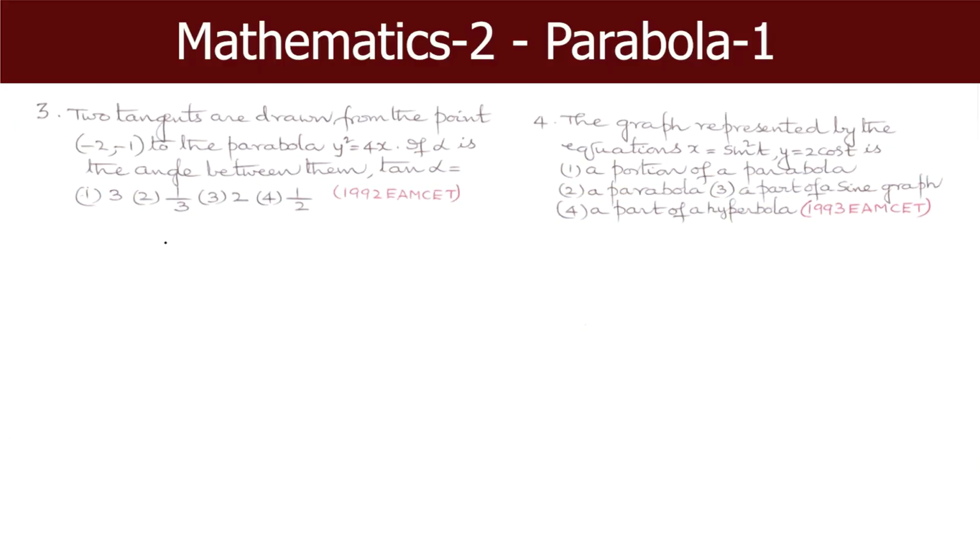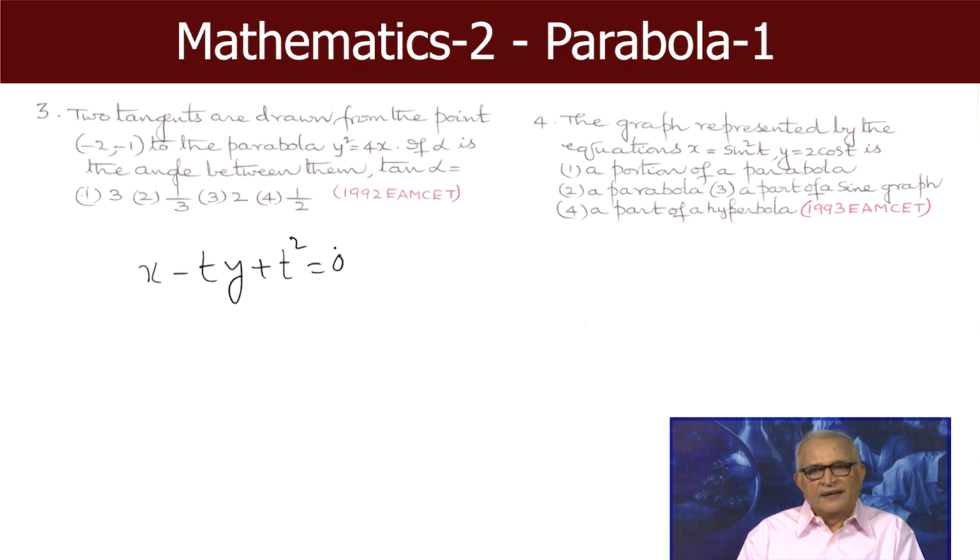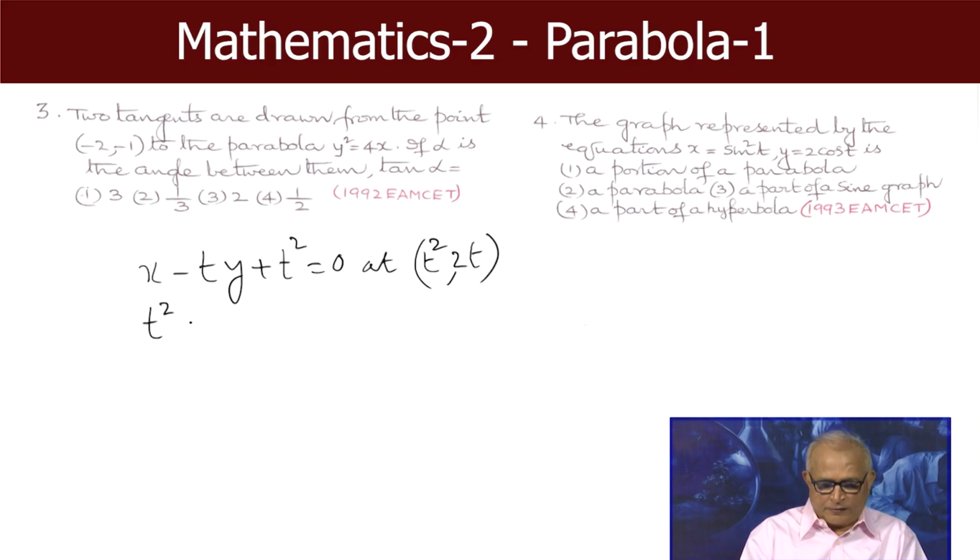Okay. First of all, a tangent equation for y² = 4ax is x - ty + at² = 0, here x - ty + t² = 0. This is a tangent to the parabola at the point t. Tangent at t means at the point (at², 2at), that is (t², 2t). ఈ పాయింట్ దగ్గర పెరాబోలాకి tangent ఈక్వేషన్ అది. Well, this passes through (-2, -1). ఎప్పుడవుతుంది? t² + t - 2 = 0.